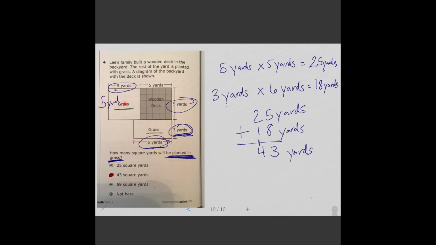So I was able to use 5 times 5. I got 5 yards times 5 yards, and I got 25 yards up here. And then down here, I see it was 3 yards long and 6 yards wide. So then I did 3 yards times 6 yards. I got 18 yards. Then I added my two total amounts of yards together, which led me to a total of 43 yards, which was right here, which was G.